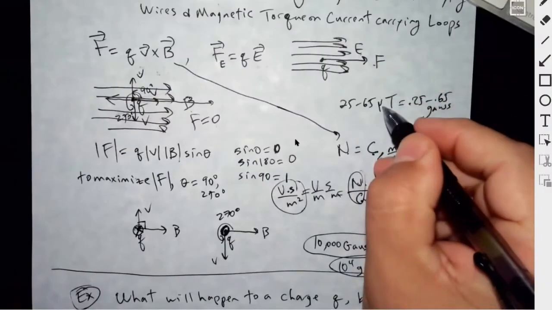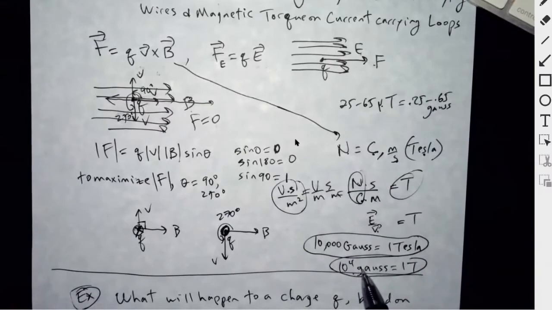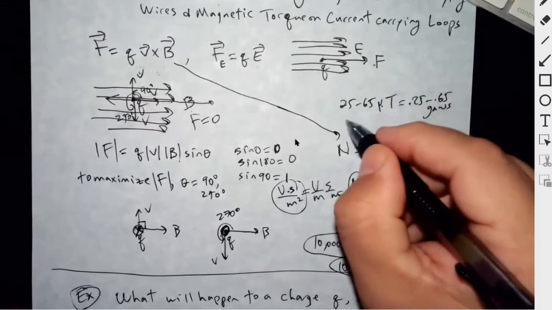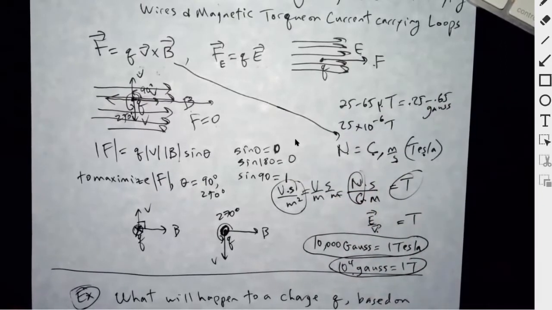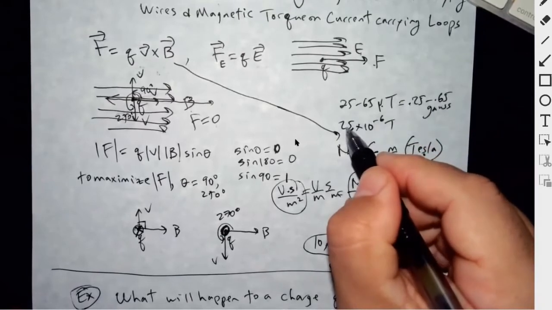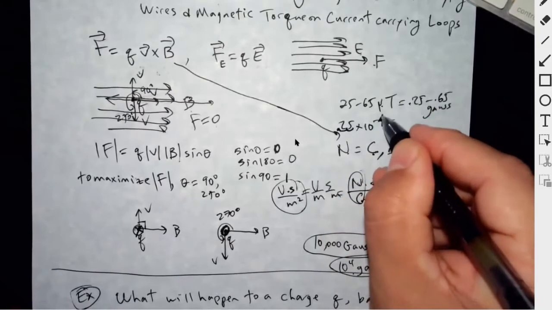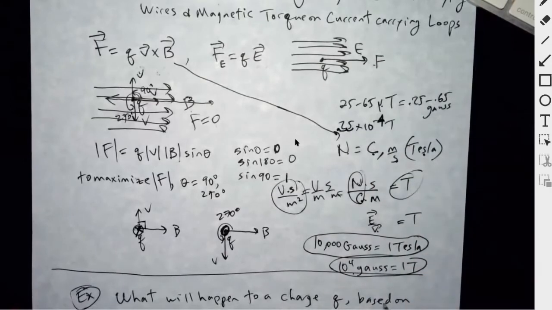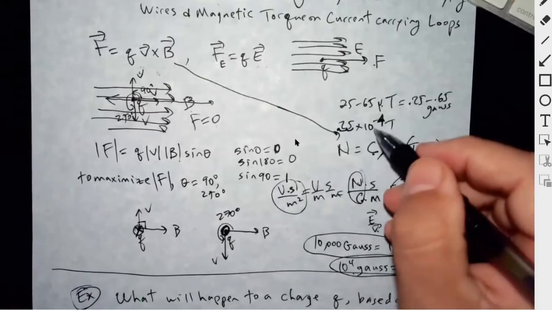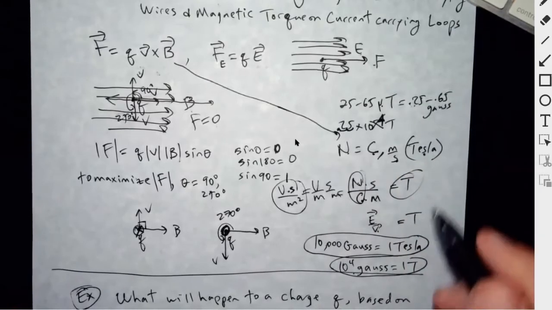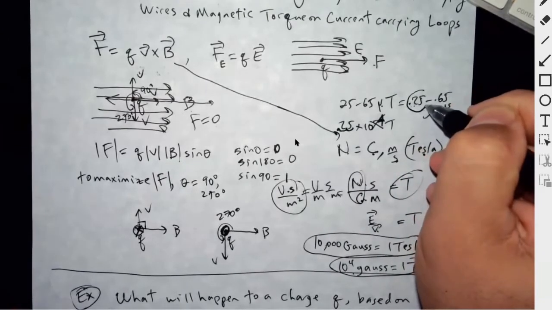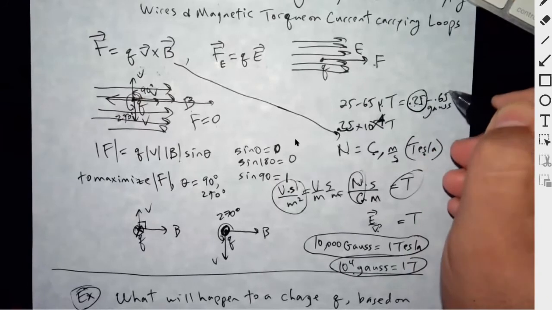You can see here, remember that 10 to the 4th Gauss is 1 Tesla. Micro Tesla would be 10 to the minus 6 Tesla, all right? So then you could go back 2 spaces and make this into 10 to the minus 4 Tesla, and then use the fact that 10 to the 4th Gauss is 1 Tesla, and call this a quarter of a Gauss. So this would be the weakest magnetic field on Earth, about a quarter of a Gauss, up to the strongest.